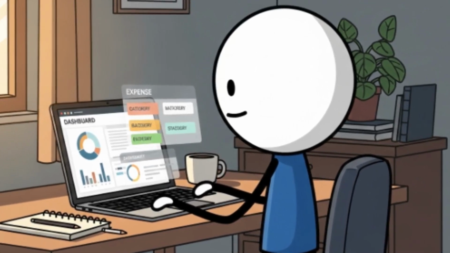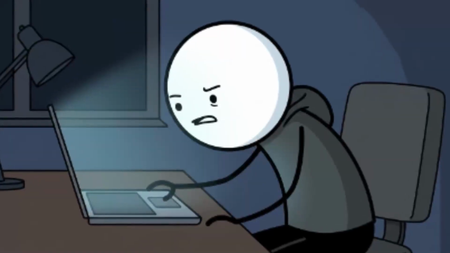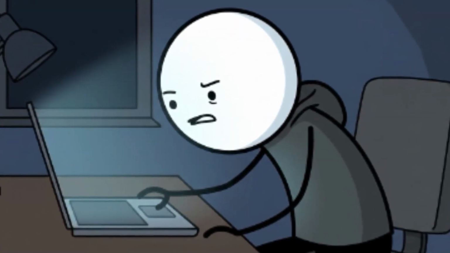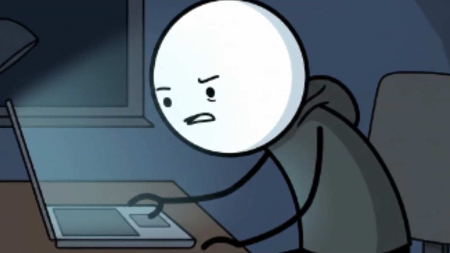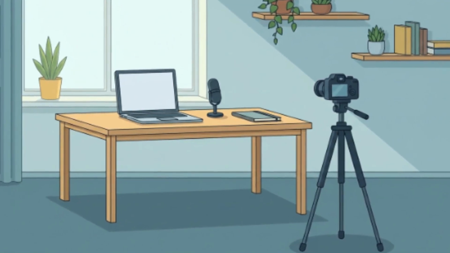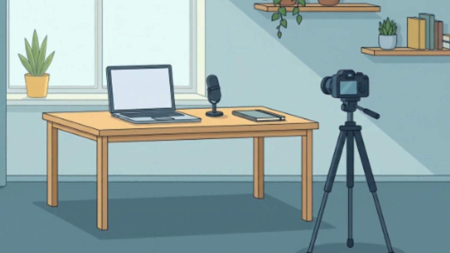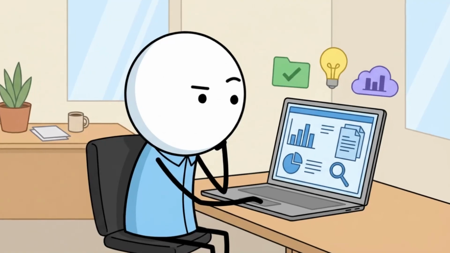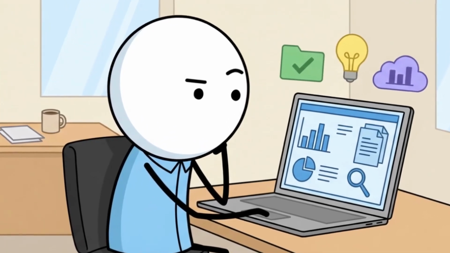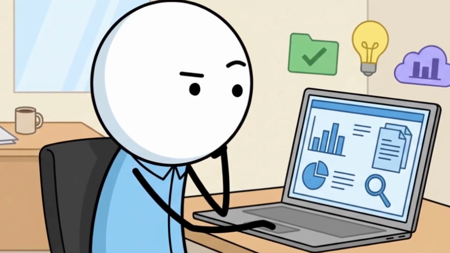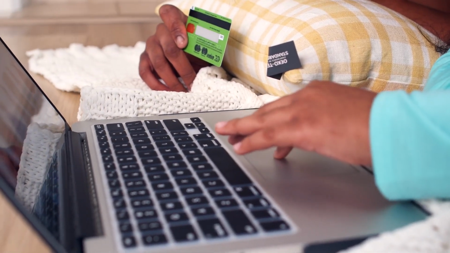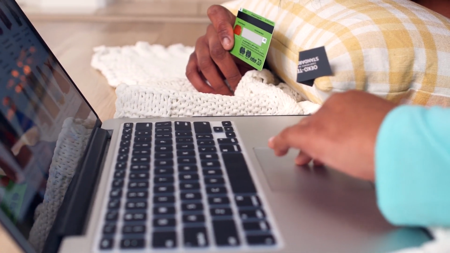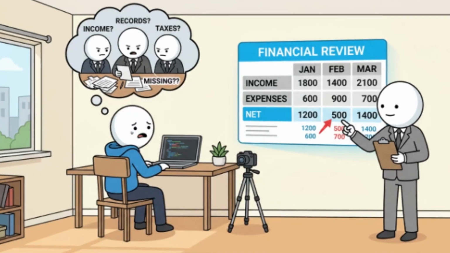So let's fix that. If you subscribe through Apple, go to your iPhone settings, tap your Apple ID, then open subscriptions. Find Amazon Prime and cancel it from there. If you are on Android, open the Google Play Store. Tap your profile icon. Go to Payments and Subscriptions, then open Subscriptions and cancel Amazon Prime.